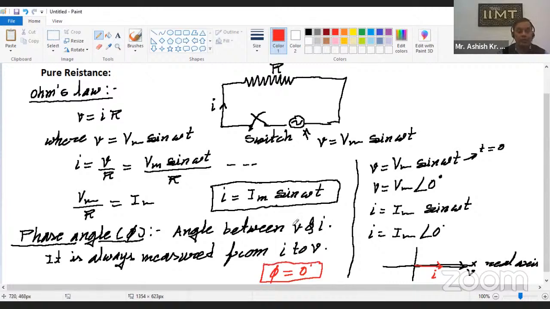So first we calculate what amount of current is flowing through the load. Second, we have to calculate the phase angle.